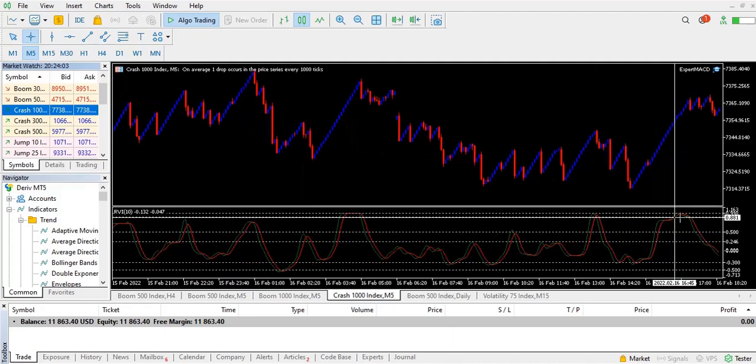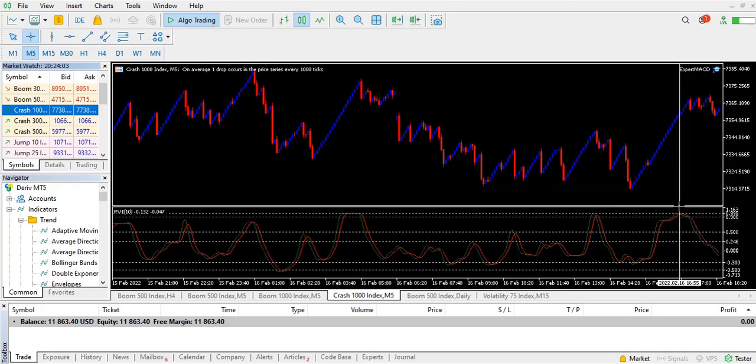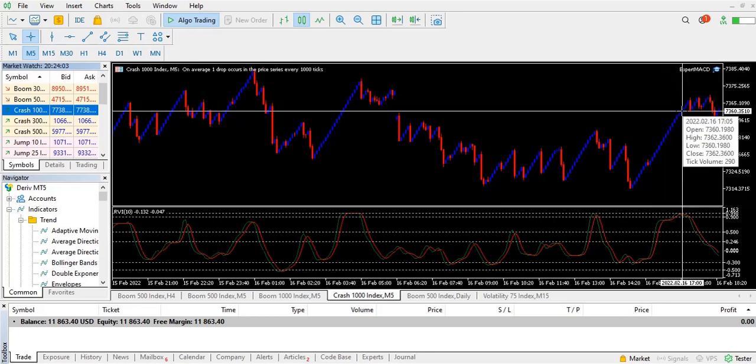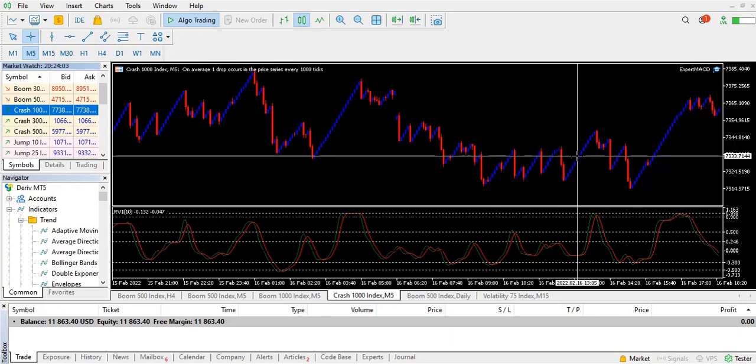And as you can see, once the two indicators touch level 0.998, this is it. This is where it entered. If you had entered this market here, you would have made this money, though that's a very small money.